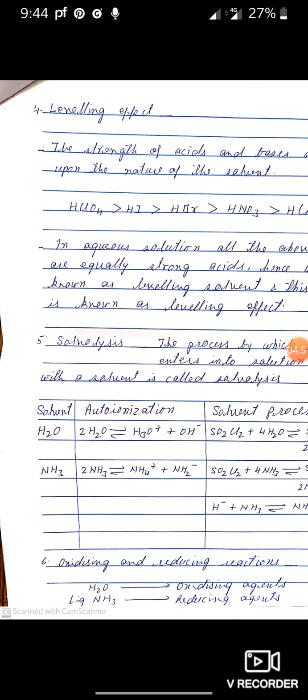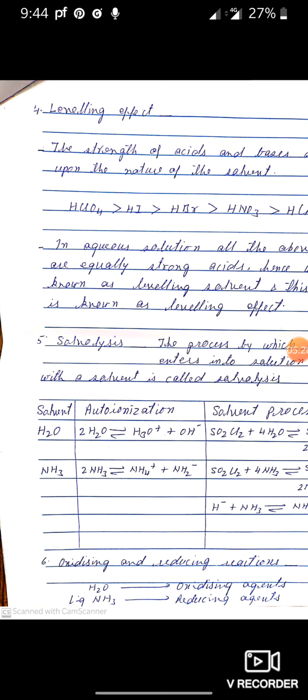Next is solvation. The interaction that takes place when a substance is introduced into a solvent is called solvation. It is a process in which a molecule of the solvent attaches itself to a solute species. The solute species may be a cation, anion, or molecule, attached by various types of chemical bonds like ion dipole, van der Waals force, hydrogen bonding, or maybe coordinate covalent bonding.